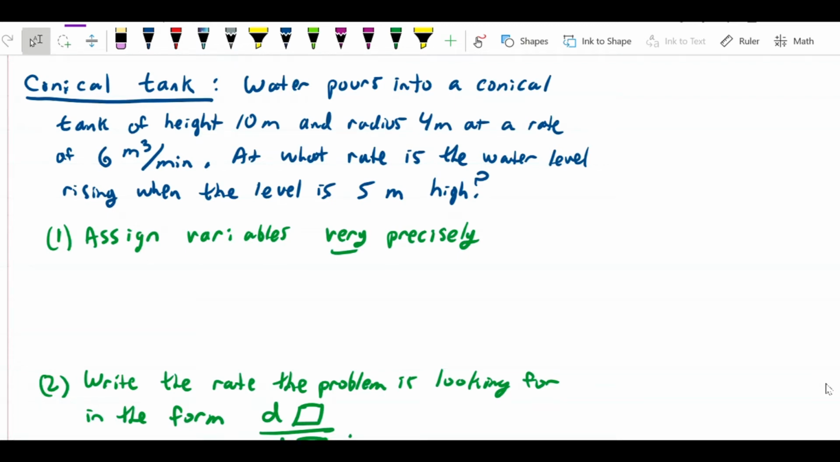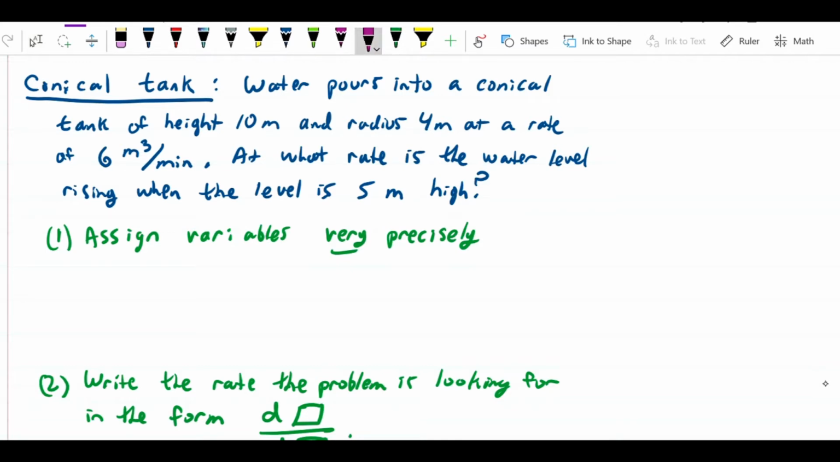So one type of problem that we do in related rates is the conical tank problem, which goes like this. Water pours into a conical tank of height 10 meters and radius 4 meters at a rate of 6 cubic meters per minute. At what rate is the water level rising when the level is 5 meters high?